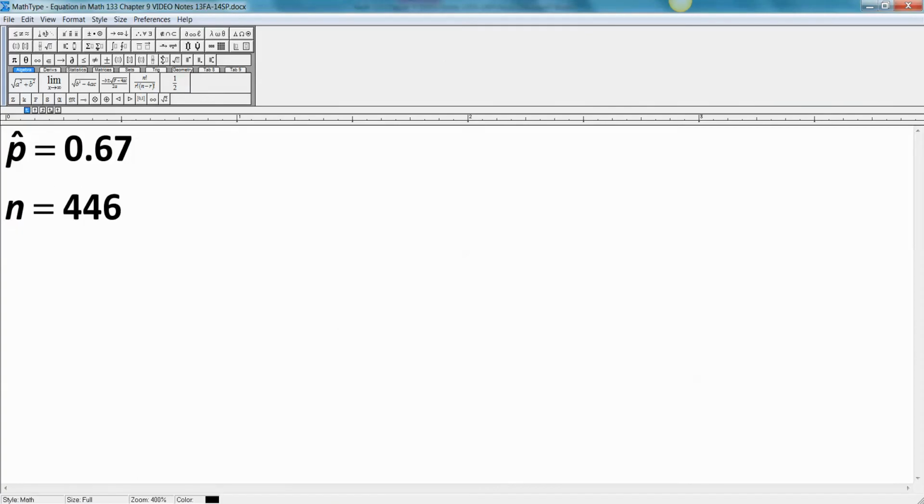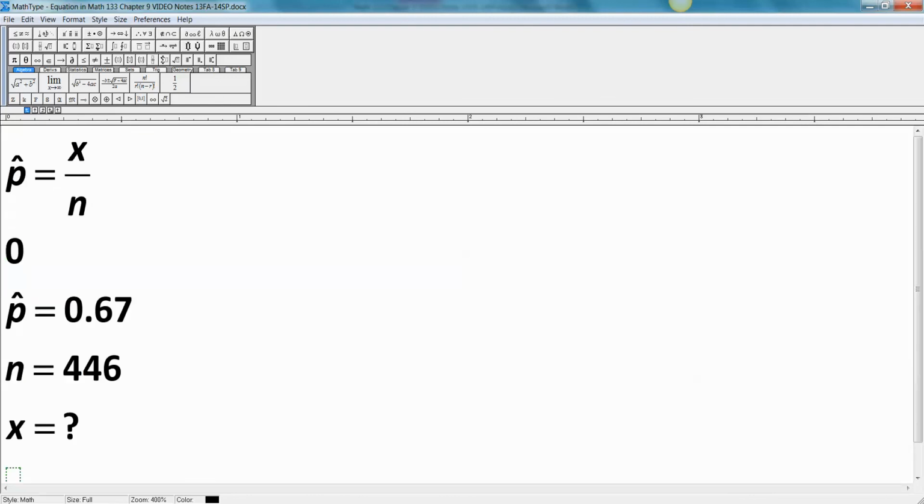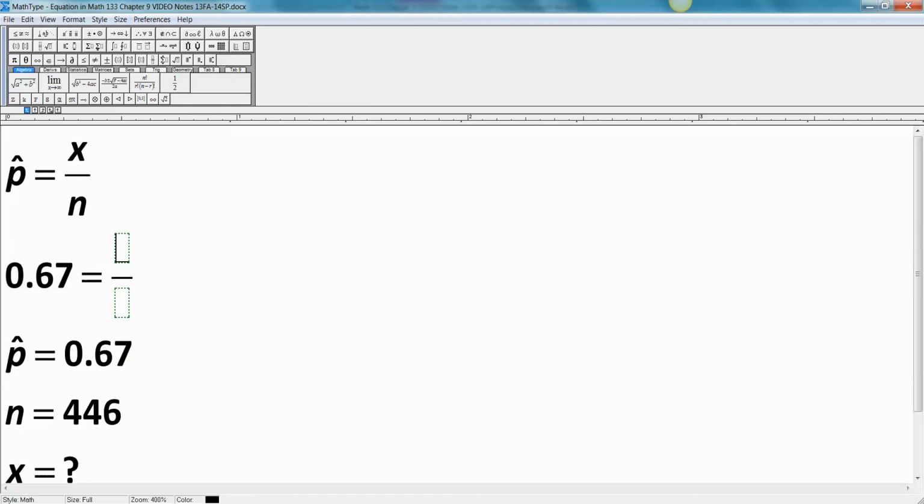Okay. So then the question becomes, what is x? So let's pretend you don't know it. I know it's in that output, but pretend. Because that would be a great question to ask you anyway if I hid something from you. So if p hat is 0.67 and n was 446, what's x? Well, remember, p hat is x over n. Right? So if that's the case, if p hat is x over n, like this, okay, that means that 0.67 is equal to x over 446, right?